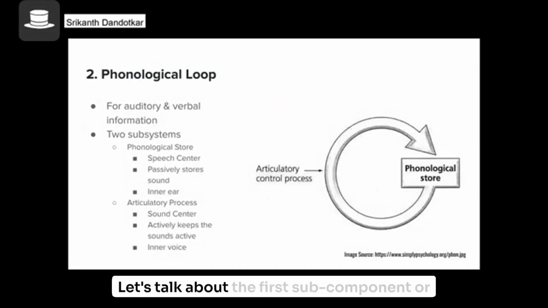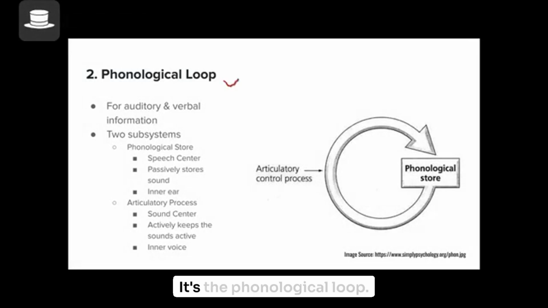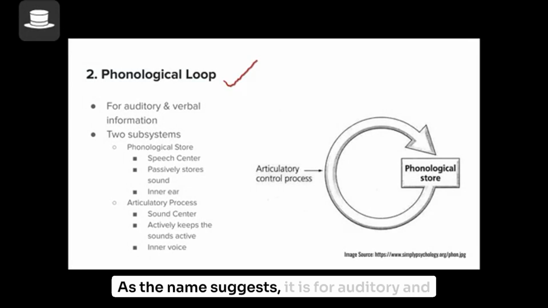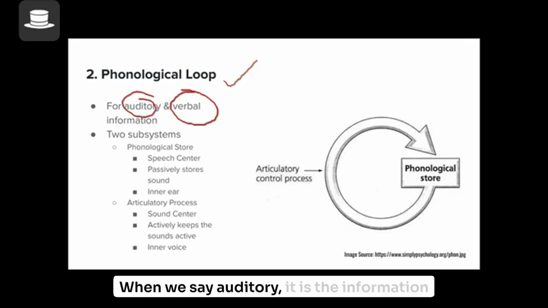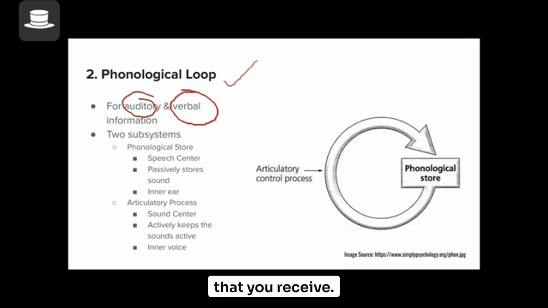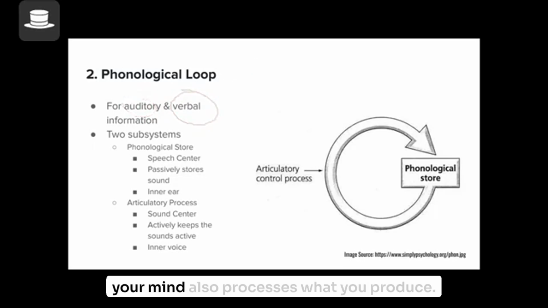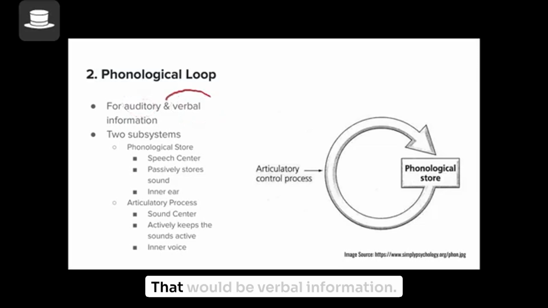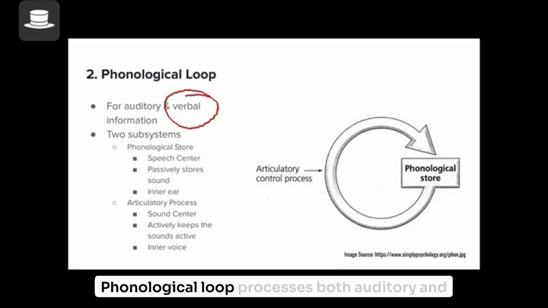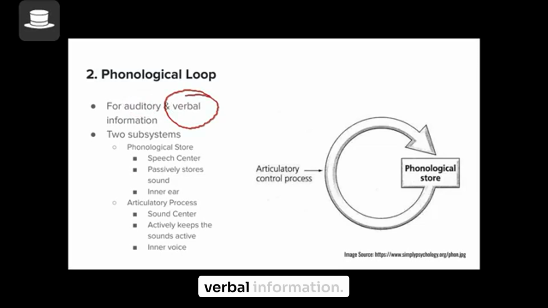Let's talk about the first subcomponent, or second component, of working memory. It's the phonological loop. As the name suggests, it is for auditory and verbal information. When we say auditory, it is the information that you receive. You're hearing my voice right now. You're processing auditory information. When you speak, you also produce sound. Your mind also processes what you produce. That would be verbal information. The phonological loop processes both auditory and verbal information.